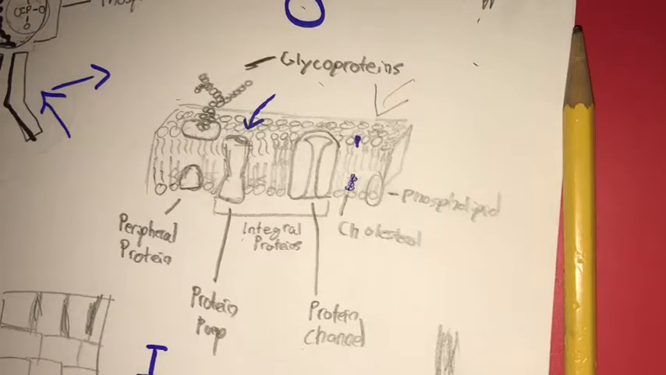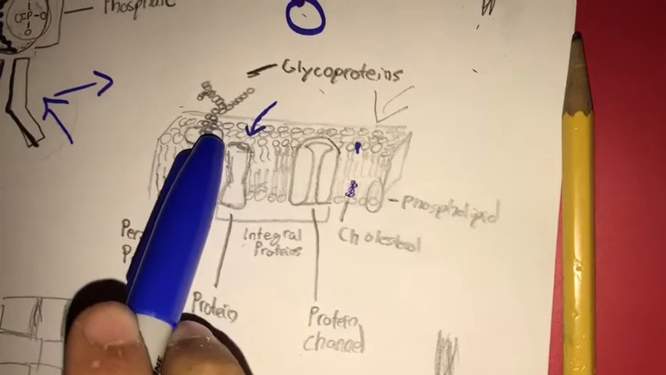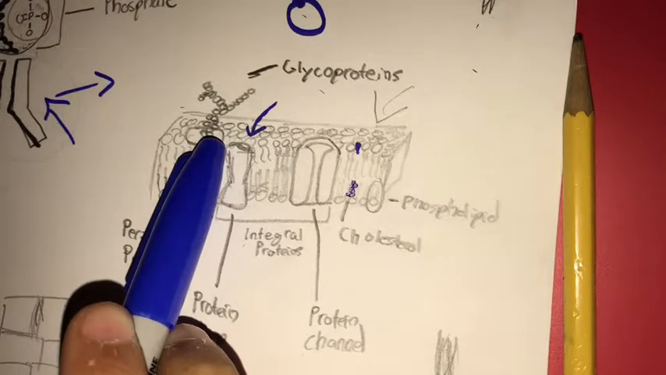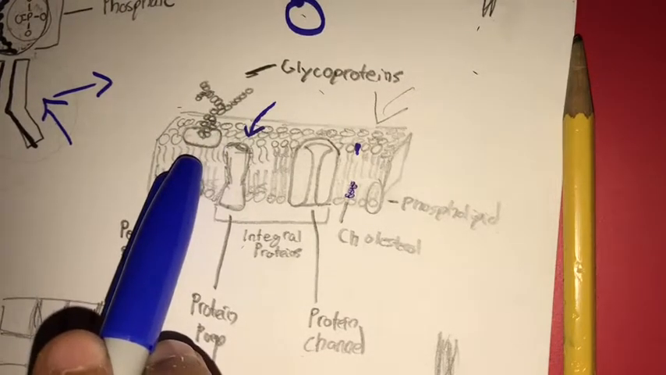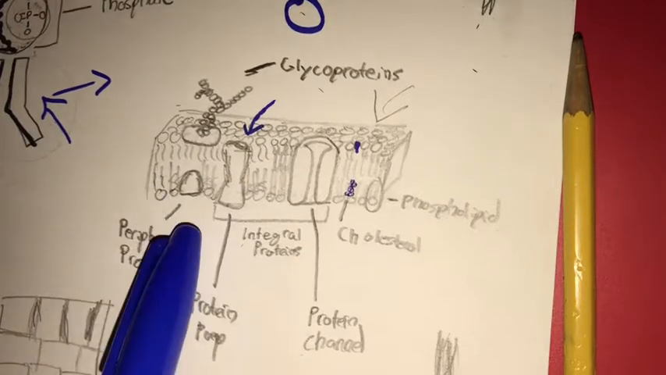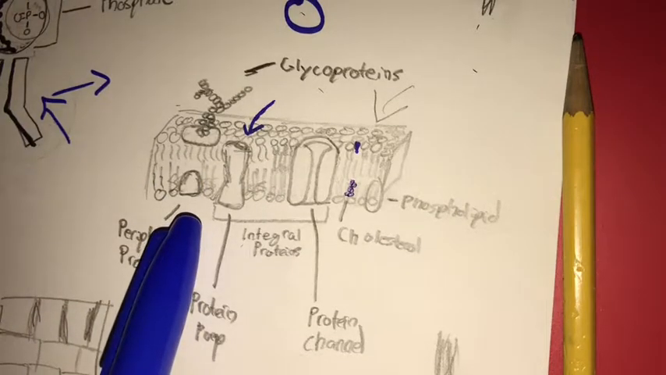Next, we have glycoproteins. Glycoproteins are any of a class of proteins that have carbohydrate groups attached to the polypeptide chain. This could also be called glycopeptide.